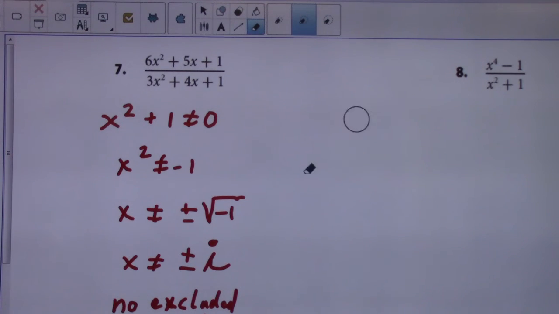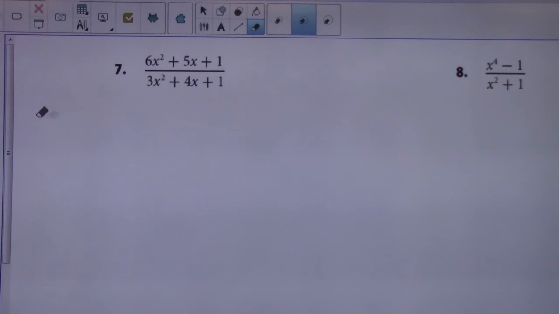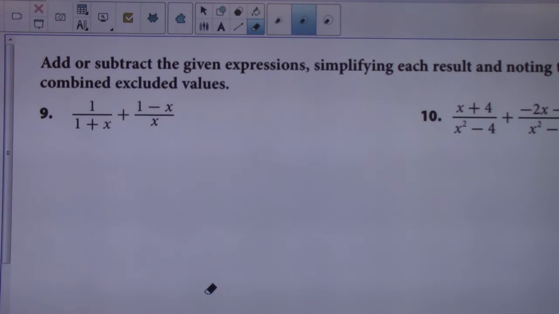So we're doing number 9, 10. I think we're going to try to finish 9 and 10 today. Okay, add or subtract the given expressions, simplifying each result and noting the combined excluded values. I want you to look at number 9.